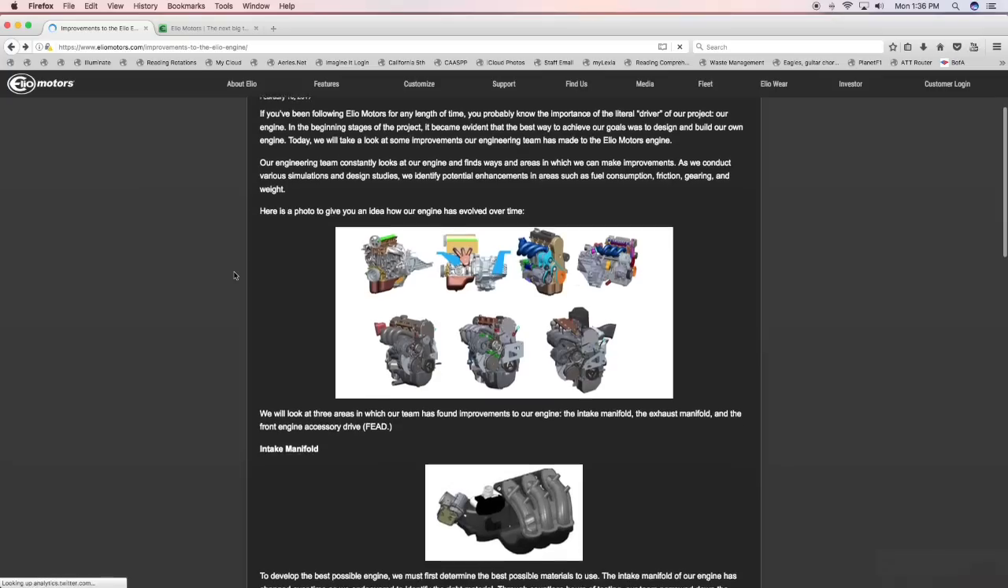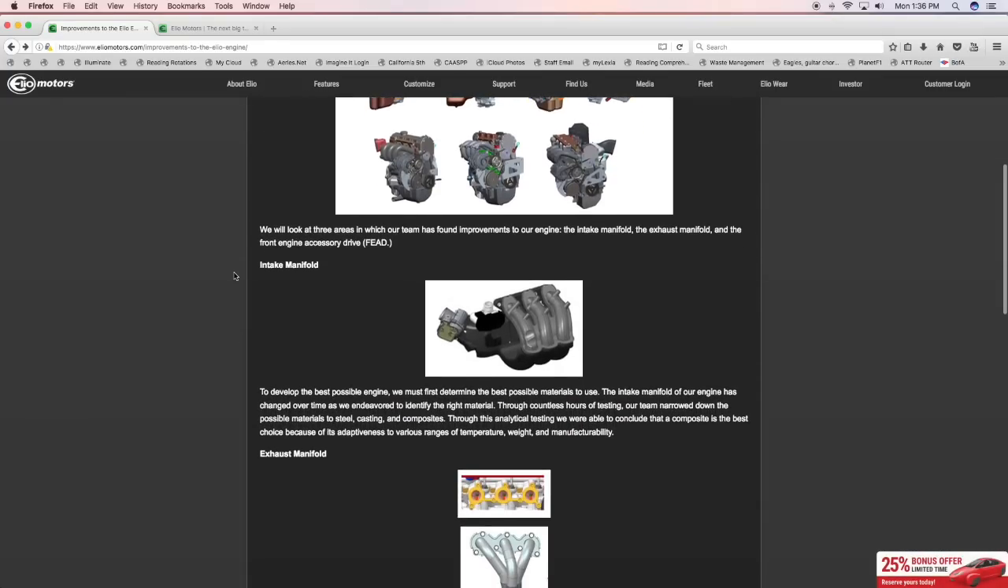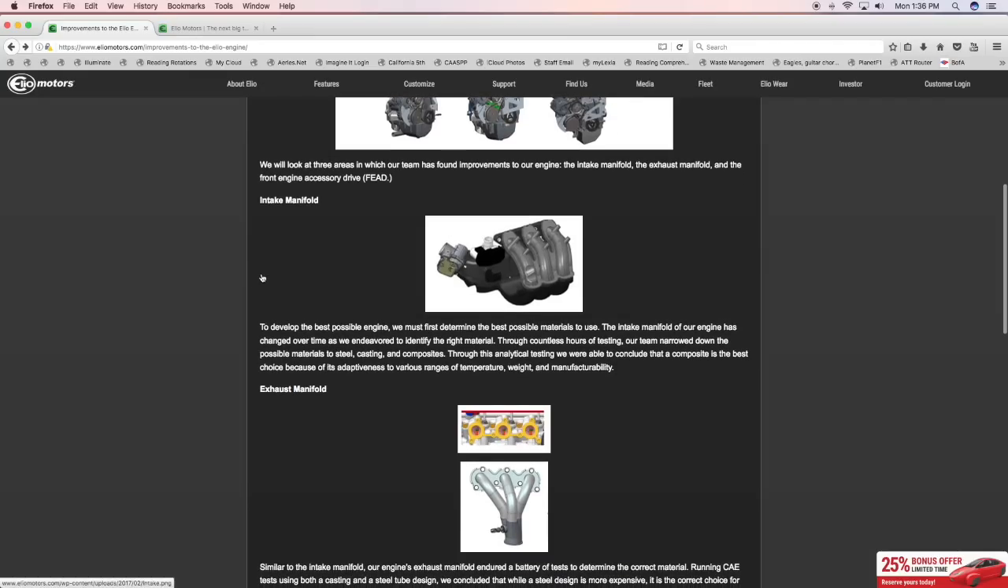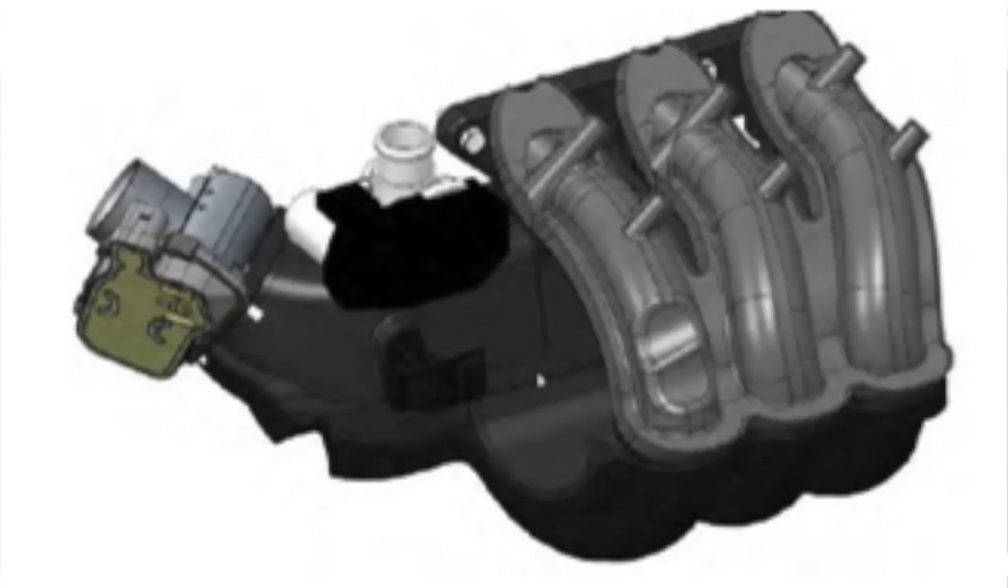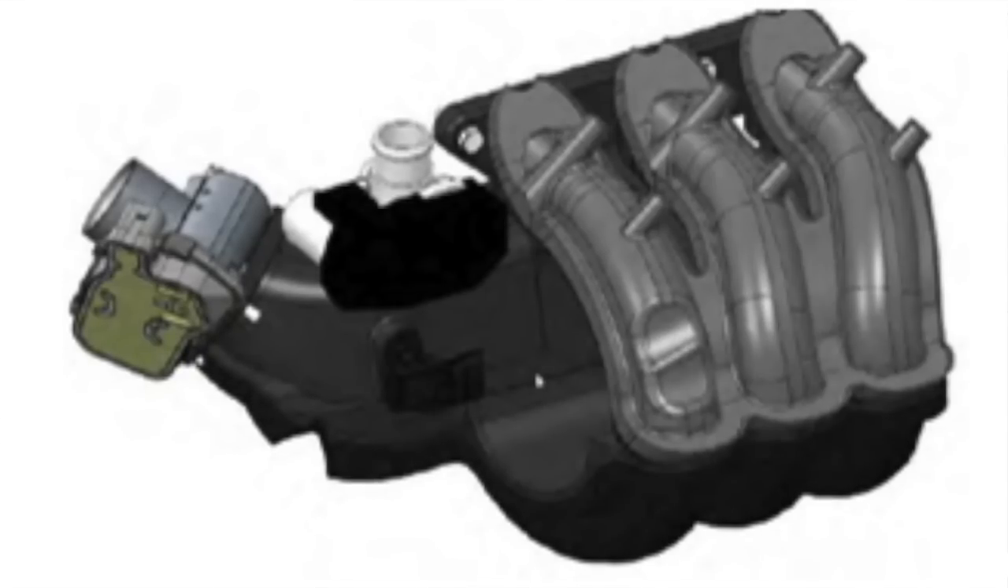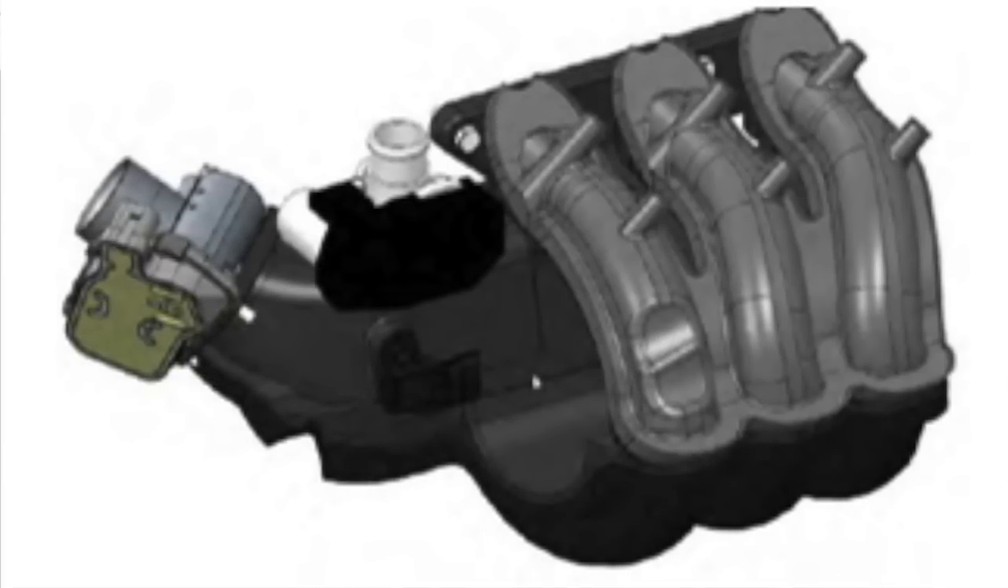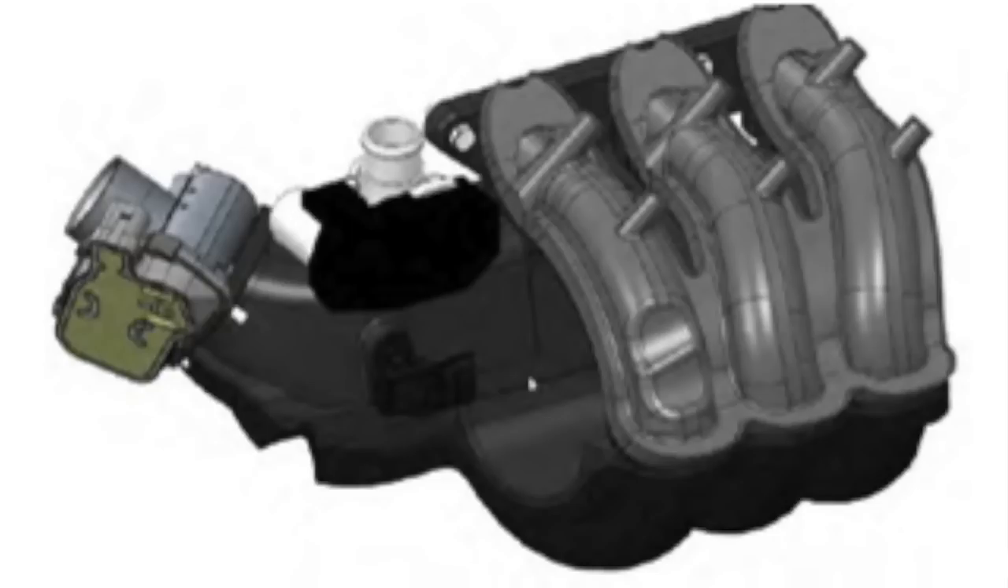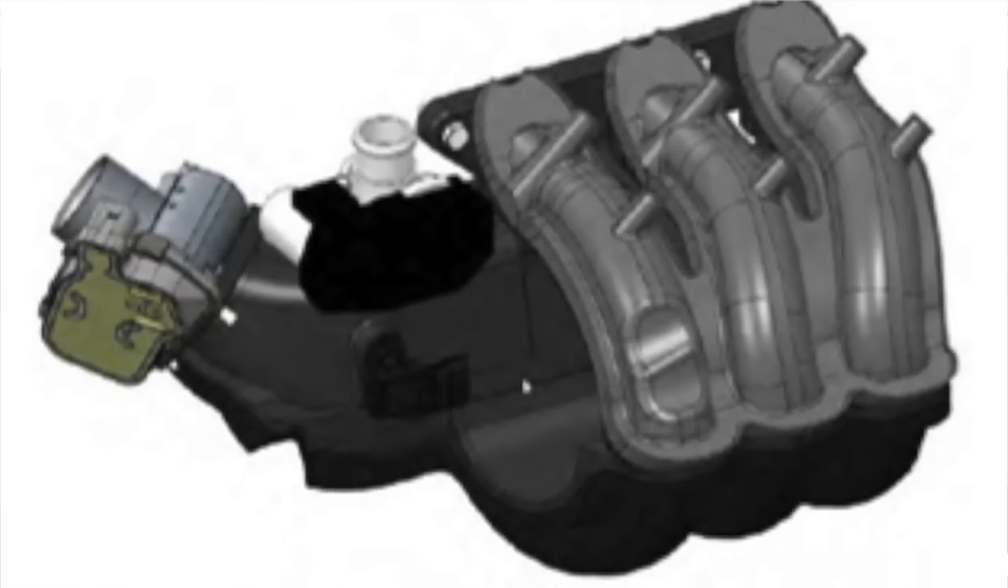And let's see what else he talked about. They looked into three areas in which the team found improvements to the engine: the intake manifold, the exhaust manifold, and the front engine accessory drive. So let's take a look at the intake manifold here, guys. To develop the best possible engine, the engineers first determined the best possible materials to use.